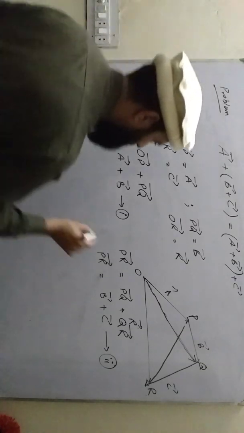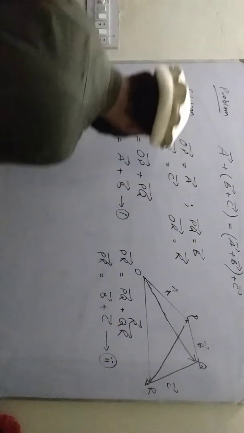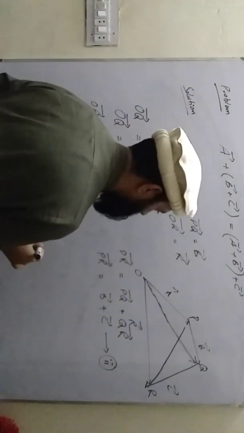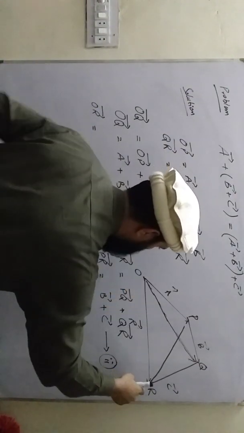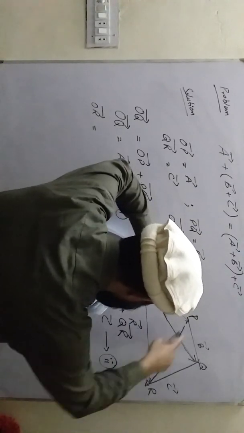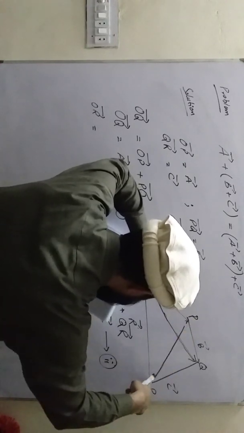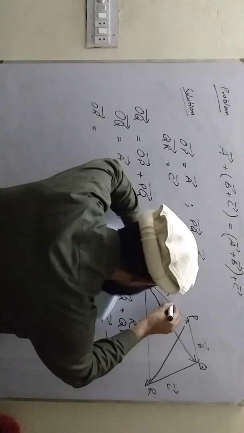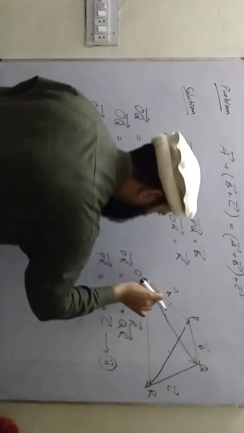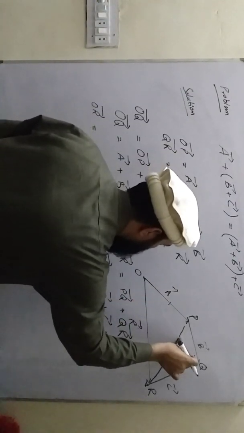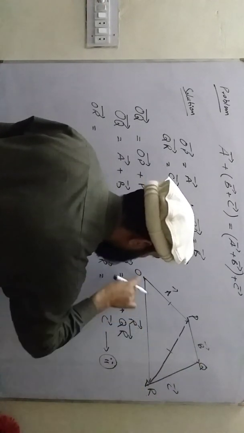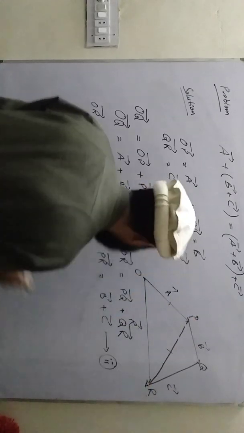From the figure we can see that the vector OR can be written as, if we consider OP and PR, the sum of OP and PR. If we neglect this one for the time being, we can see that the vector OR is the sum of OP and PR.